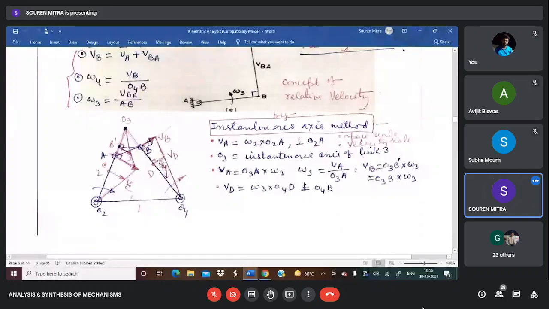Why is it so? Because velocities are omega into the distance, so it is proportional to the distance. So here it will be O4B, and O4D. So it is proportional, and graphically, by drawing a triangle, we are actually doing that. So by dropping a perpendicular, you get the velocity at D. This is how, by using the instantaneous centre method, we can determine the velocities in a very fast way, very quickly.